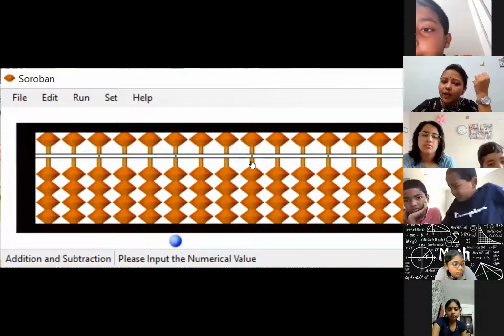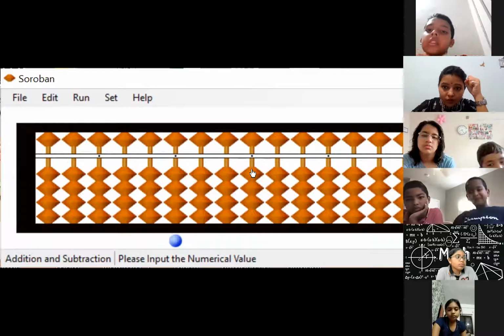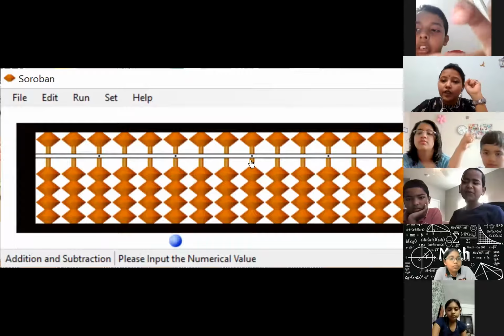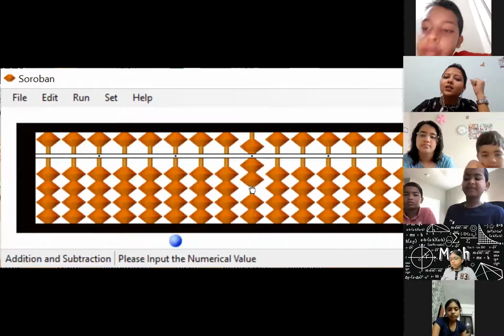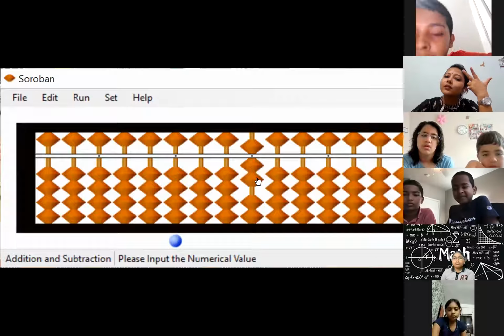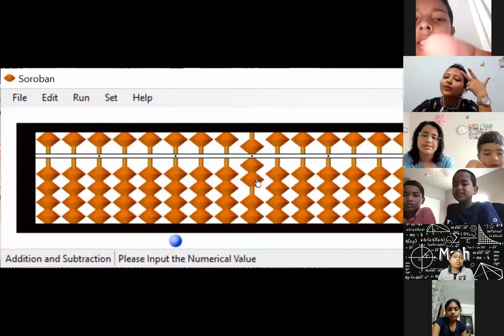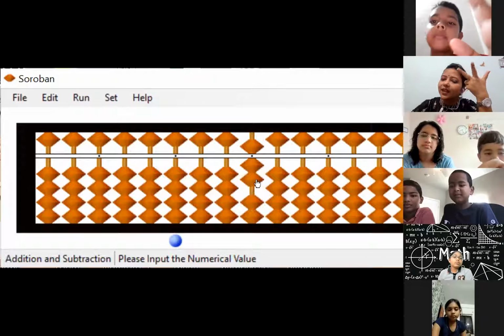Okay, if no bead is there, what is the value? 0. There is no bead, the value is 0. Now what is this? 7. 5, 6, 7.